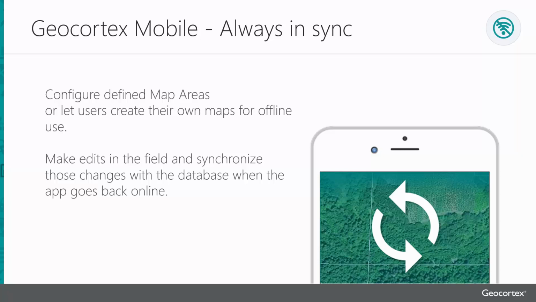Custom-defined map areas with ArcGIS Online can be used, or let users create their own maps directly on their device for offline use. Geocortex Mobile lets you make edits in the field and synchronize those changes with the database when the app goes back online.